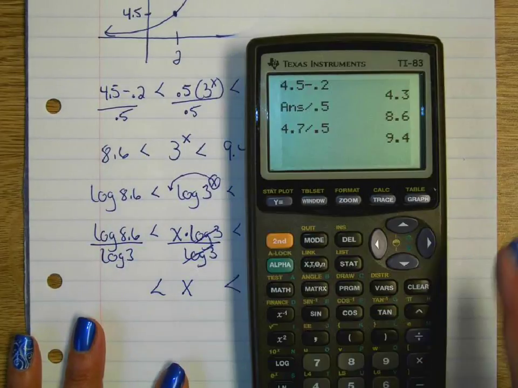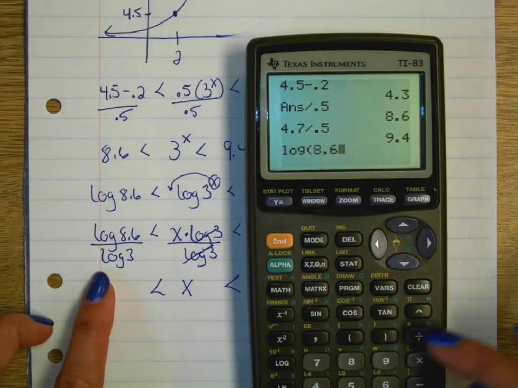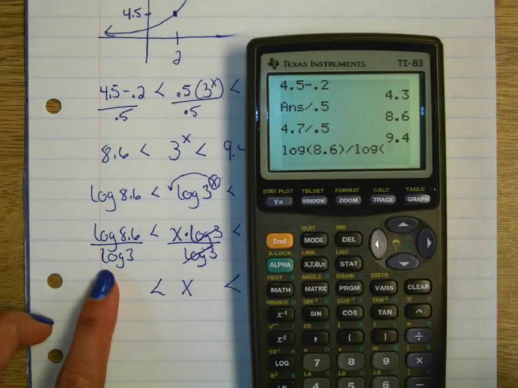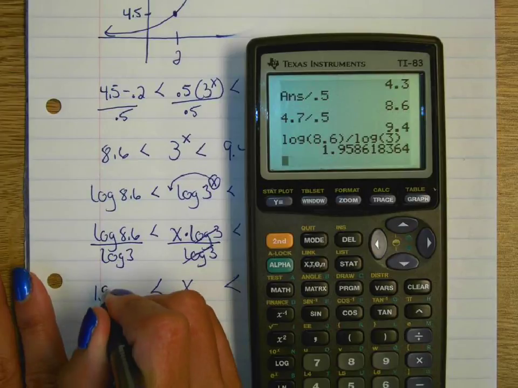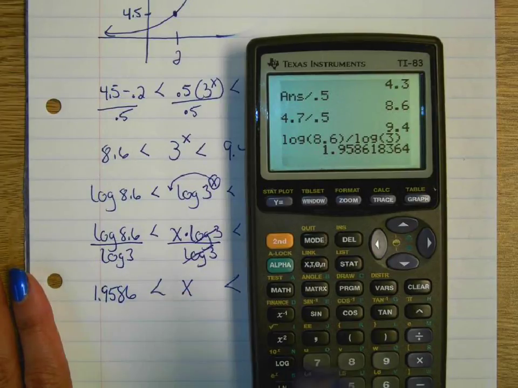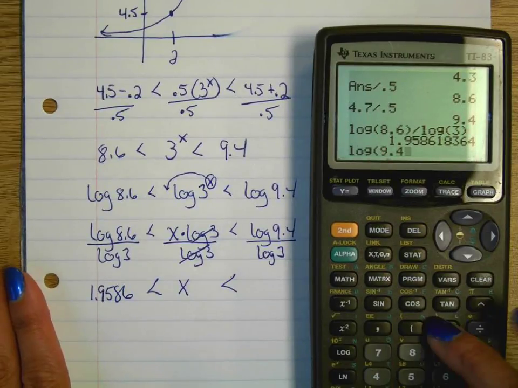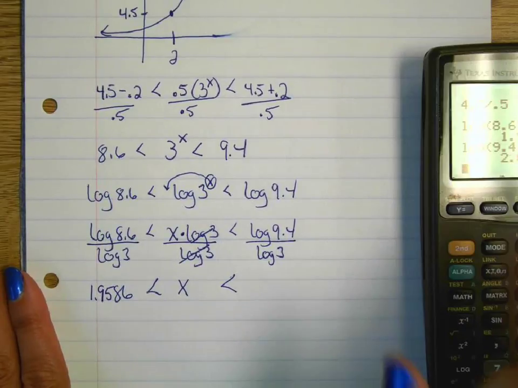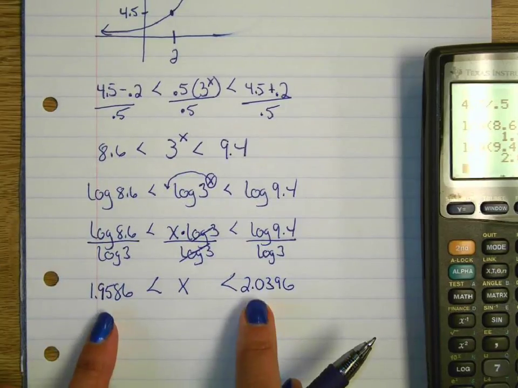So now I'll grab the calculator. Your log button is right here. Log of 8.6. I have to close the parentheses to stop the log there. Then I'm going to divide by log of 3. I get 1.9586. Smaller than the 2, just smaller than the 2. And the other one, log of 9.4 divided by log of 3, 2.0396. Again, right around the 2, I think we did pretty good.